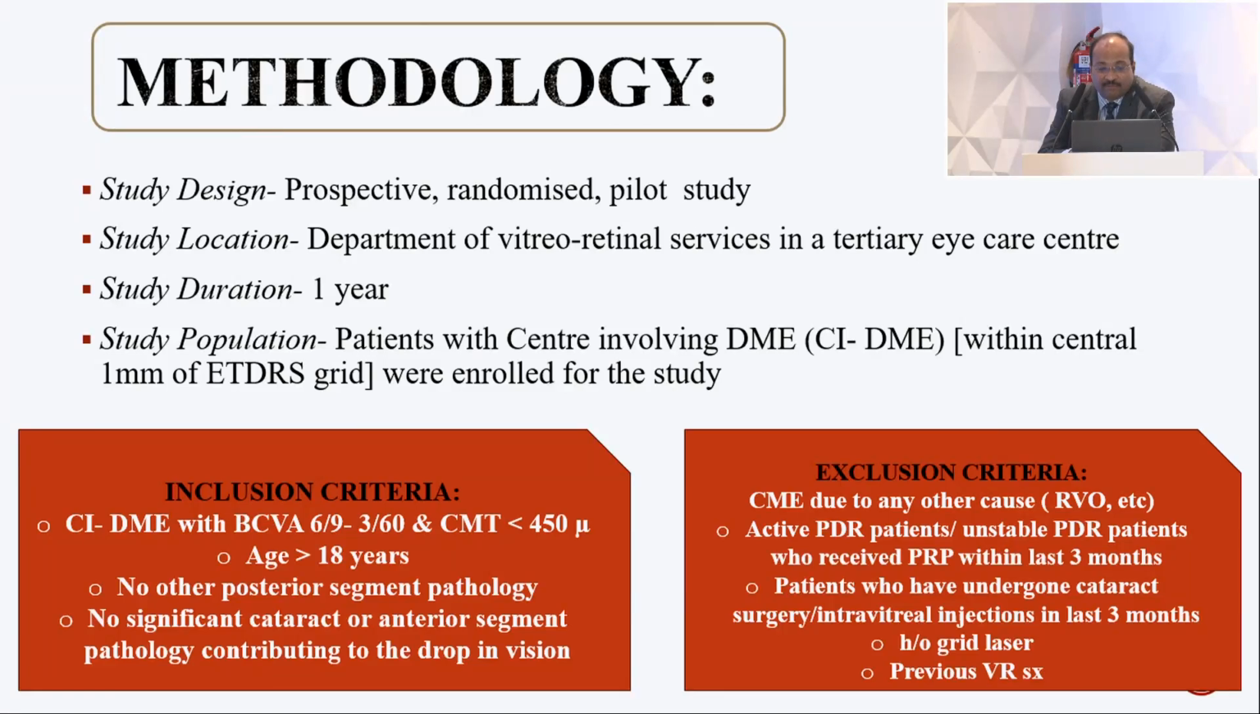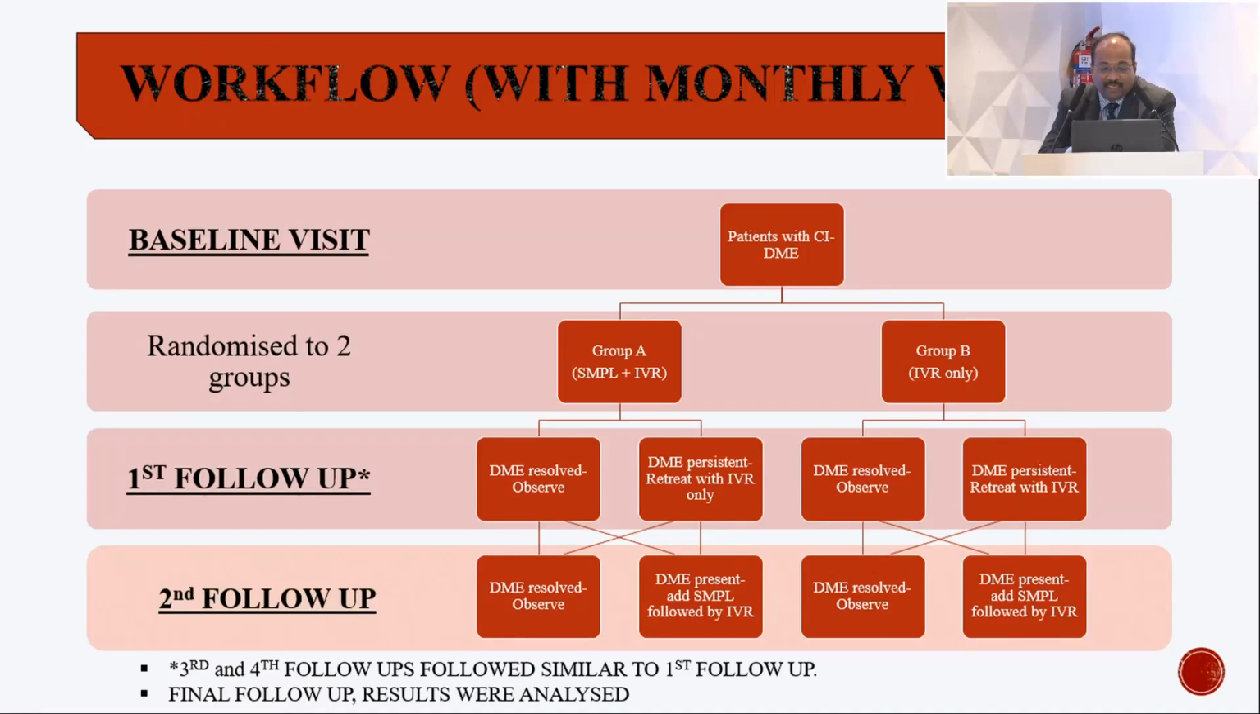This was a prospective, randomized study in our department over a year, and the inclusion criteria were 6/9 to 3/60 vision in patients over age 18, with quick follow-up. Group 1 was the combination, group 2 was ranibizumab alone. We retreated with ranibizumab if there was persistent fluid at the first follow-up at a month, and at the second follow-up we added ranibizumab in the group A arm, whereas in the other group, if it was persistent, we just treated with anti-VEGF only, ranibizumab.